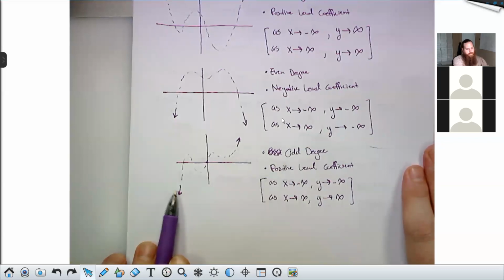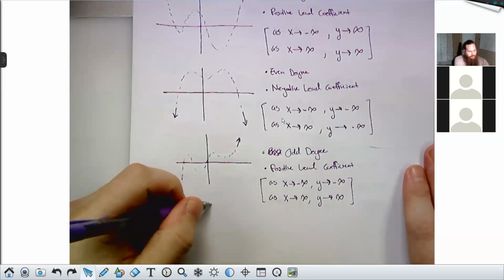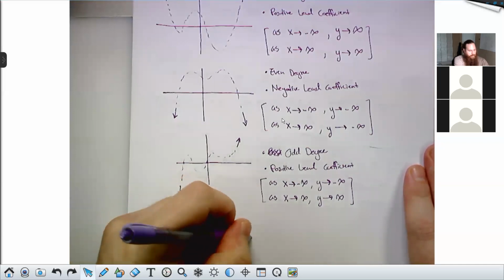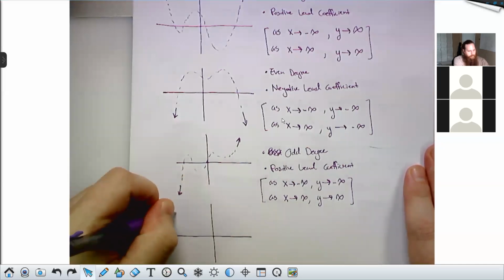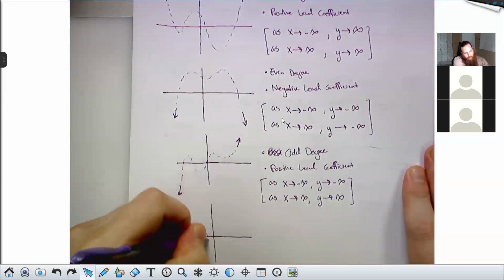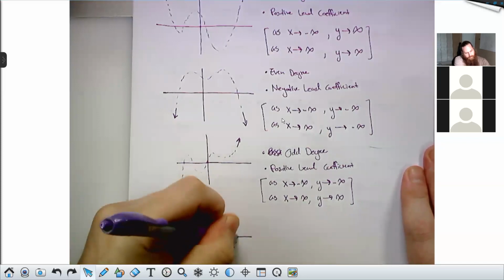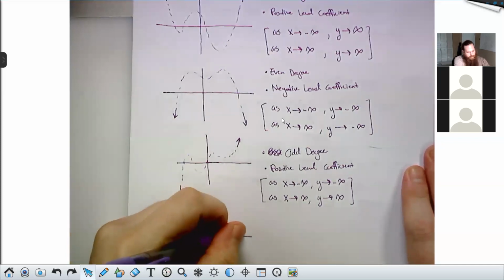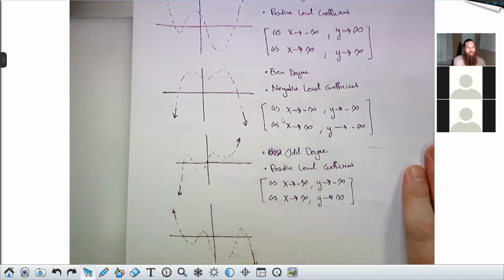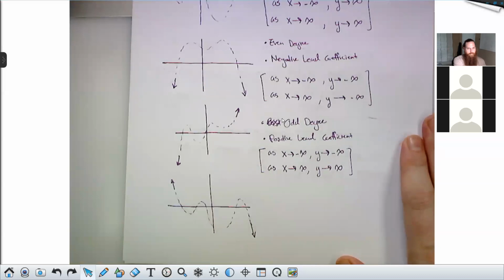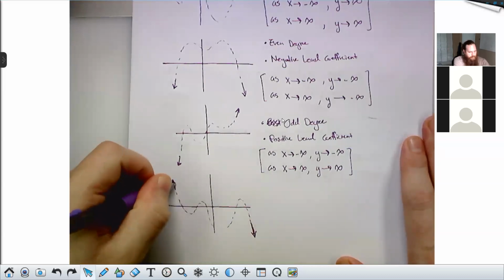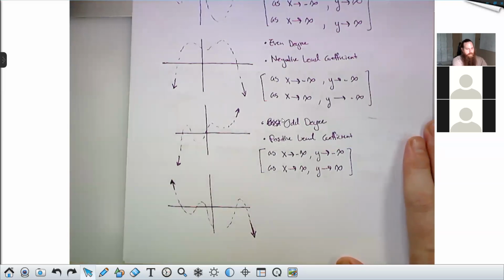Finally, if you are an odd degree and you have a negative lead coefficient, things will be flipped over. You might do all sorts of crazy stuff in between, but eventually you're going to do something like this. So again, here we're just discussing the end behavior, just the arrows at the very end of the graph.